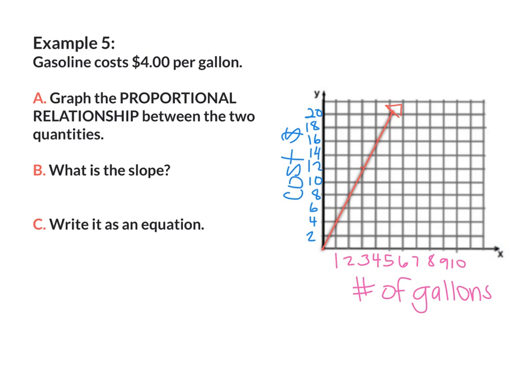So now B, what is the slope? Since the slope is the unit rate, they told me that it's $4 per gallon. So my slope is 4. Now C, write it as an equation. The equation would be y equals mx, where m is my slope. And we know that our slope is 4. So my equation would be y equals 4x.